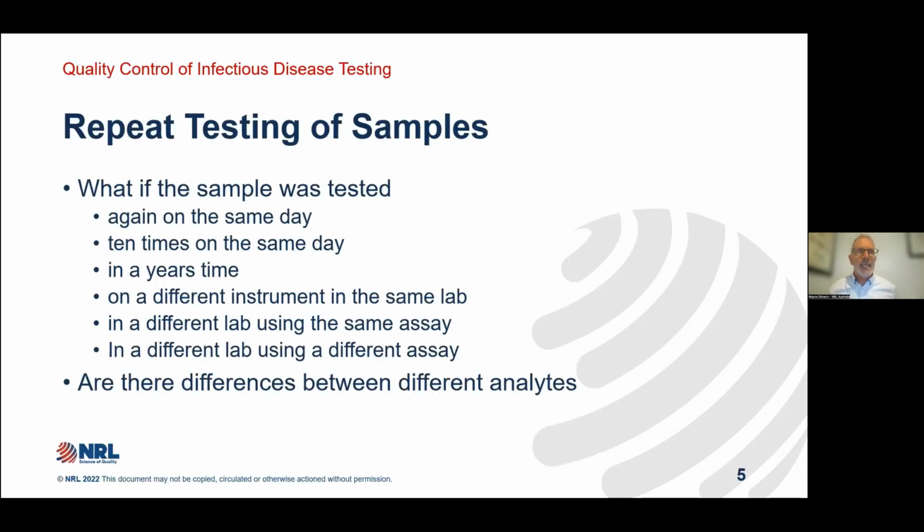But when we test a sample in a clinical setting, we're testing a single sample on a single test on a single day. But what if we test that same sample again on the same day, or 10 times on the same day, or after appropriate storage, test that same sample in a year's time on different instruments in the same lab, in different labs using the same assays, or in different assays and different laboratories? Would we get the same results? And are there any differences in the analytes that we're testing?